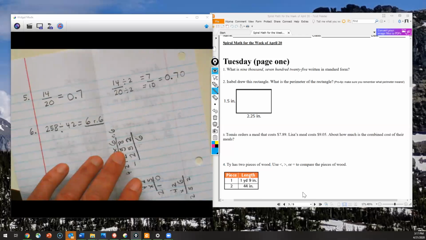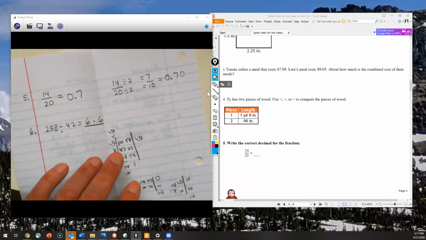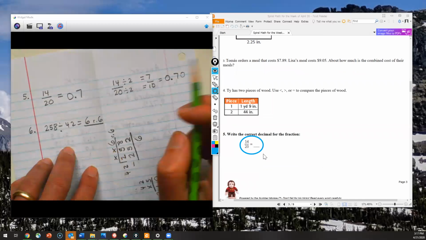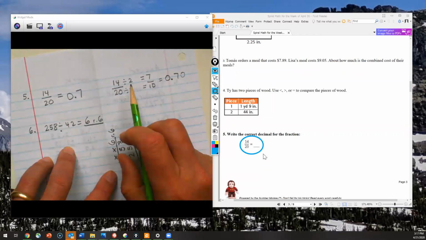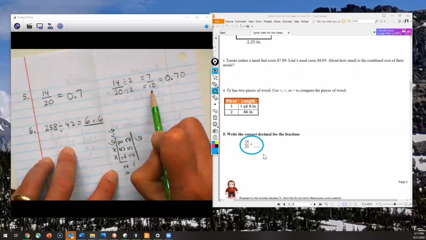On number 5, we converted a fraction into a decimal. In this case, we converted the fraction 14 over 20, and we wanted to turn that into a decimal. There's a couple ways you could have done this. The way I chose was that I know that if I find the denominator of 10, I'll be able to make it into a decimal.